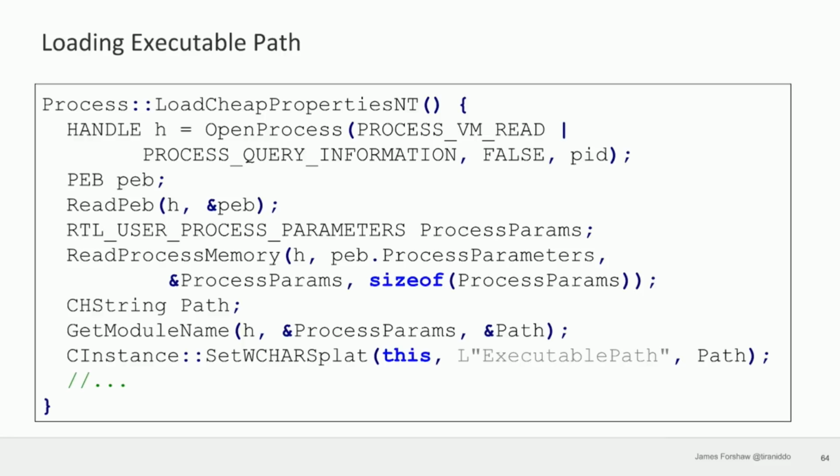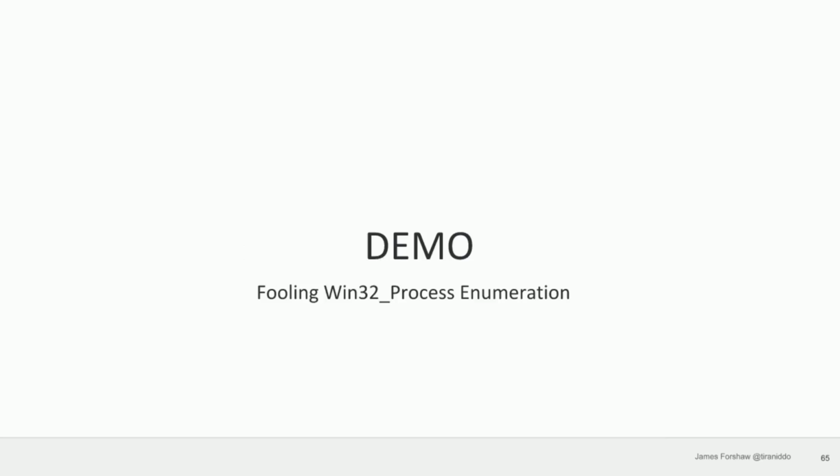Now, the user process parameter structure, as I showed near the start, is just copied verbatim into new processes. And in fact, even an existing process can modify its own user process parameters. So what we can do is specify an arbitrary image path and completely confuse WMI about where our code is actually running from. So obviously, a quick demo.